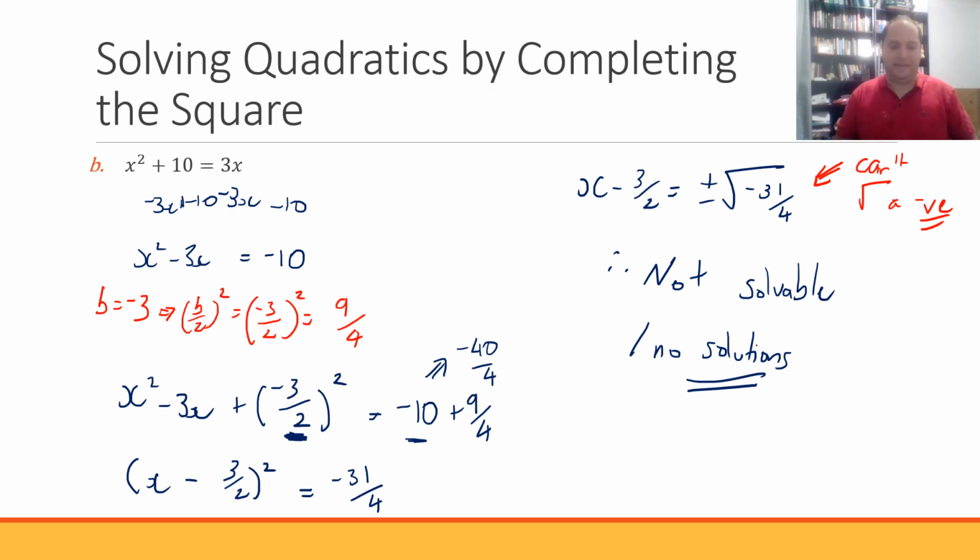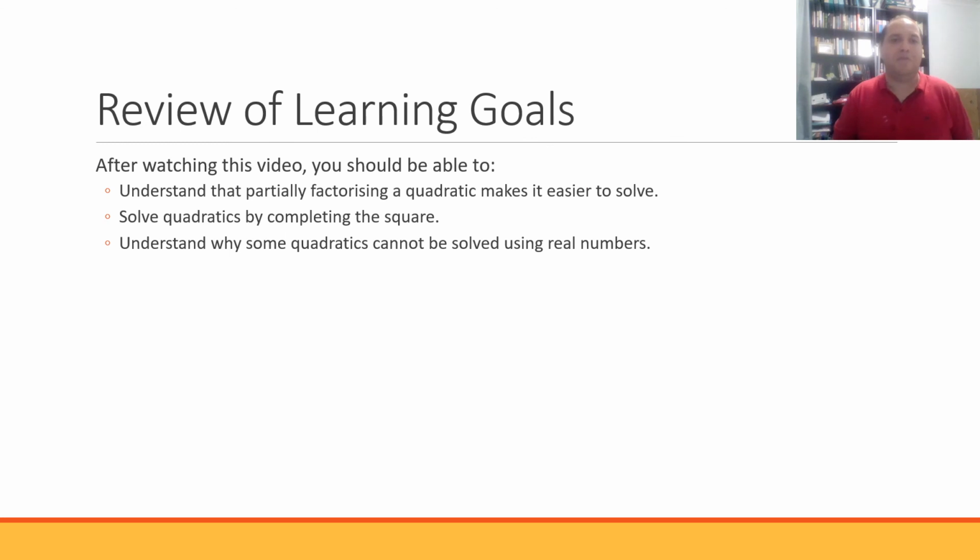Right, students, so after watching this video, you should be able to understand that partially factorizing a quadratic makes it easier to solve because x is only in one spot, not two, and that's easier to rearrange. So we can solve quadratics by completing the square. We did a couple of examples of that, and understand why some quadratics can't be solved using real numbers. That was the last example we did, showing that we can't square root a negative number, making some quadratics not solvable.